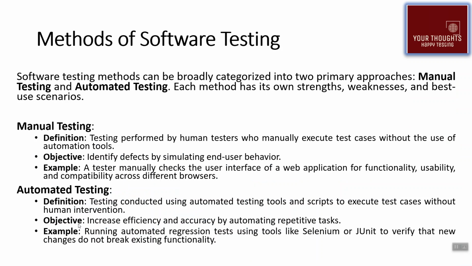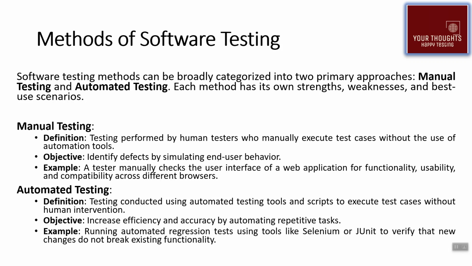In today's topic we are going to discuss the methods of software testing. As we have already discussed in, I guess, the first session of this course, we have two different types of testing methods which will help us do our testing in an efficient way and try to improve the quality of our project. So what are those? Manual testing and automated testing.